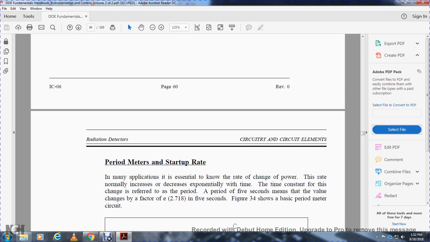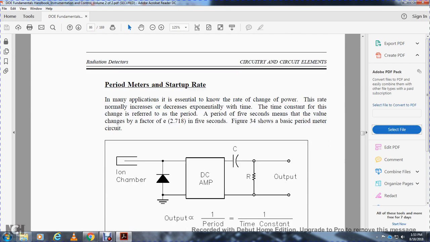Alright, period meters and startup rate. With the reactor startup, the rate of the chamber power normally increases exponentially with time, with a time constant referred to as the period. A period of 5 seconds means the power increases by a factor of e, 2.718, every 5 seconds. This is shown on the basic period meter circuit.